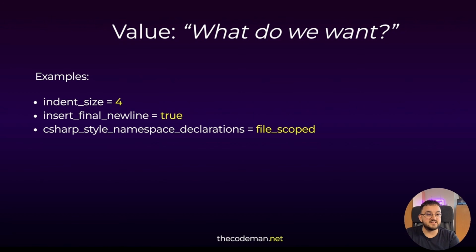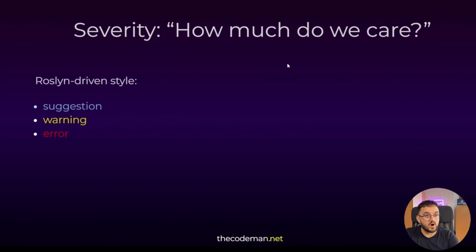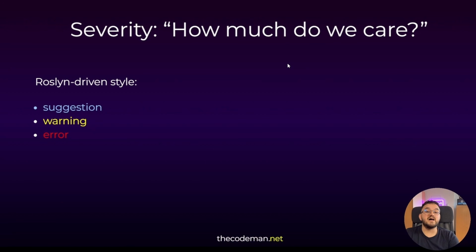Examples. For indent size, we have 4, so that's a numeric value. For insert final newline, we have a boolean value, can be true or false. And for namespace declaration, as we already saw, we have the file scope value. These express the desired behavior. And the third one is severity. How much do we care?